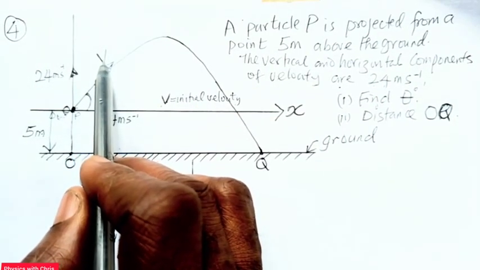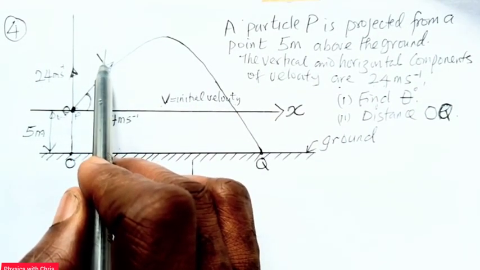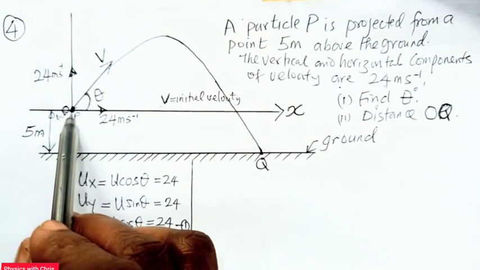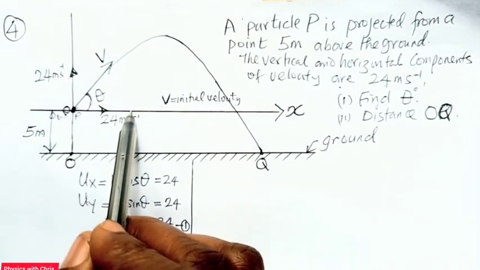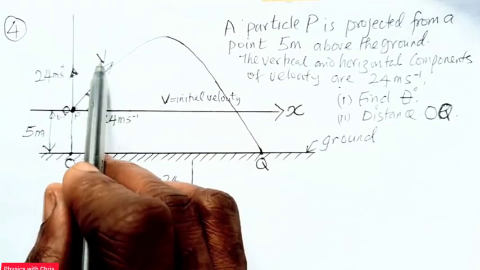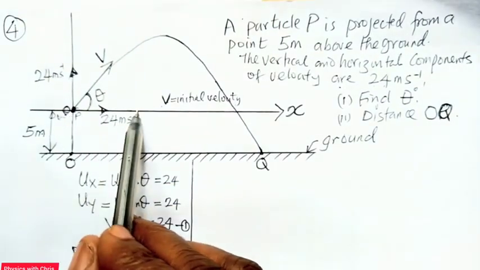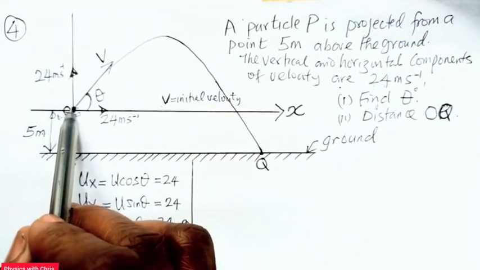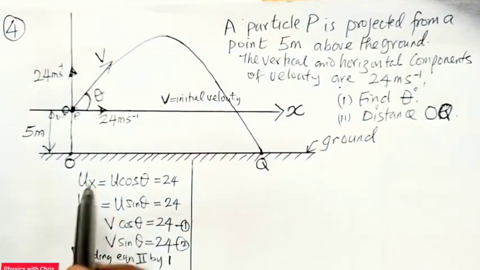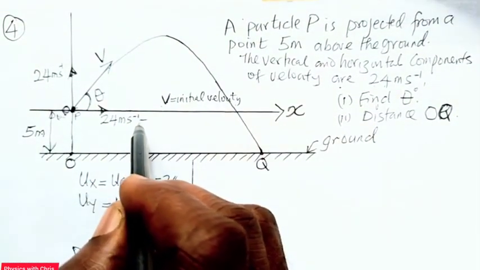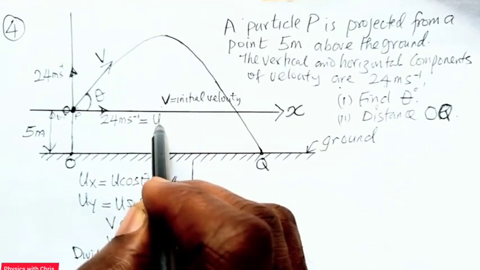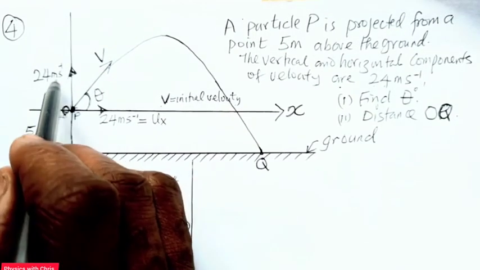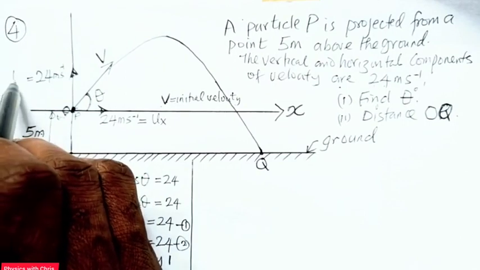V is the initial velocity of the particle, meaning that if v was known and we resolve v into two perpendicular components, we'll have 24 meters per second, the component of v acting horizontally, and then 24 meters per second, the component of v acting vertically. That means this 24 meters per second is my ux, and this other 24 meters per second is my uy.